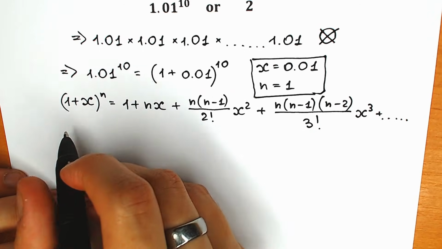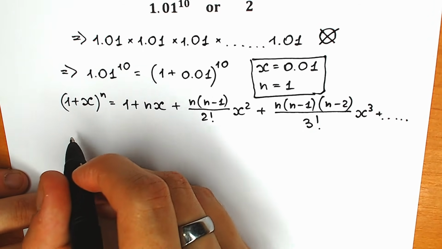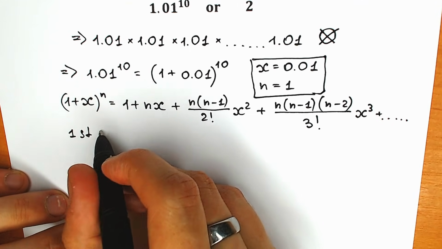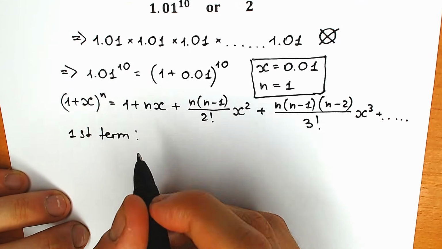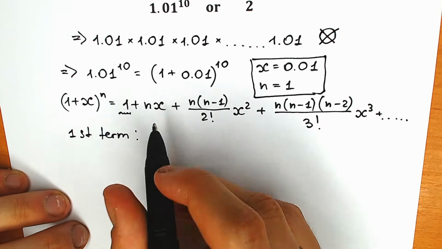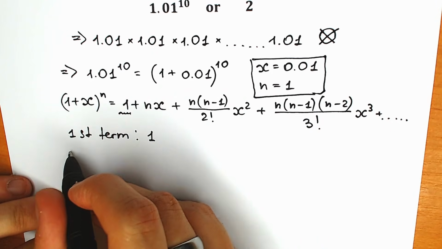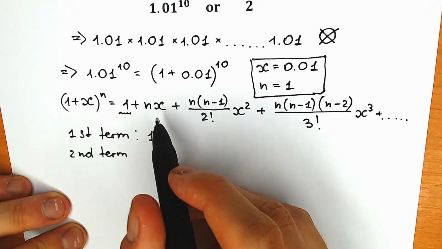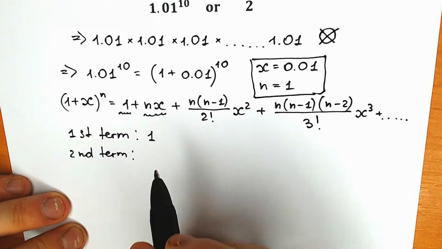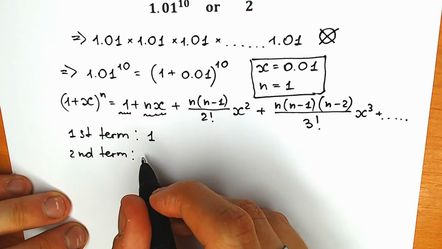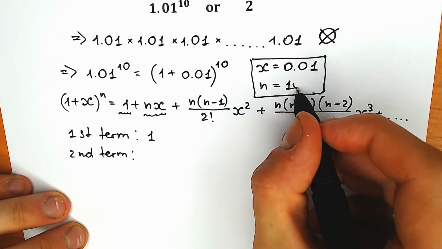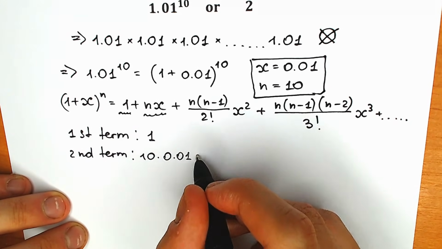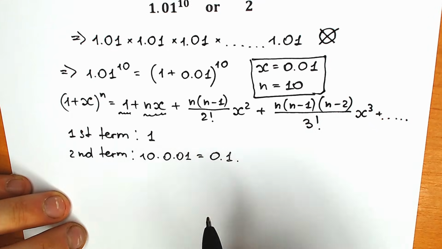First of all, let's find our linear approximation, so our first term. Our first term is equal to 1. Our second term is n times x. Let's find it. Our n is equal to 10, so we have 10 times 0.01. When we multiply it, we have 0.1. This is our second term.